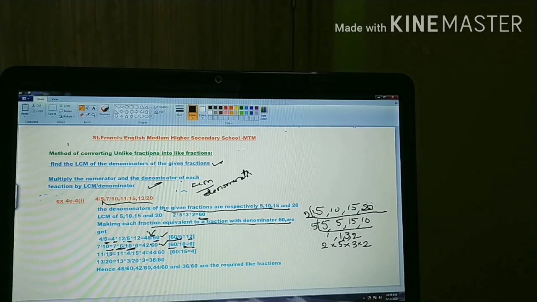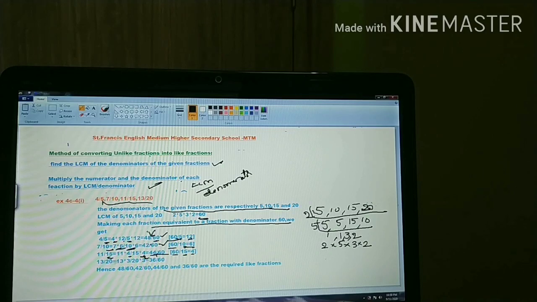Now see this one, here in the denominator we have 15. We have to divide the LCM 60 by this denominator 15. 15 fours are 60. We are getting 4 here. With this 4 we have to multiply both the numerator and denominator. Now what are we getting here? 44 by 60.